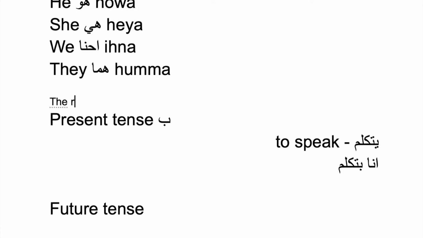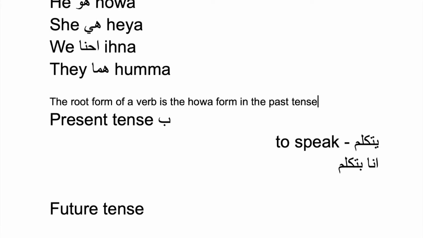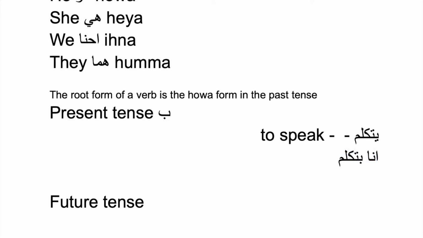I will just type that here. The root form of a verb is the huwa form in the past tense. So what do I mean by this? In Egyptian Arabic is like a root language, meaning that we attach things before or after the root. So if we look here, we added a be to this to make it بتكلم. This be indicates present tense. And the whole thing is I speak. أنا بتكلم. Okay? So the root form of يتكلم is كلام.